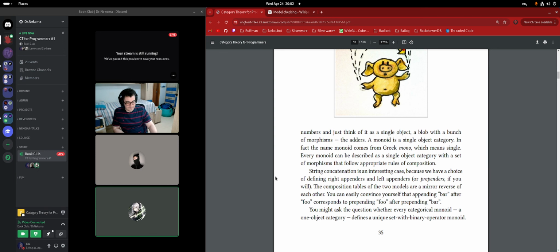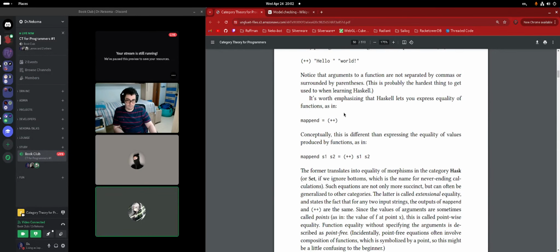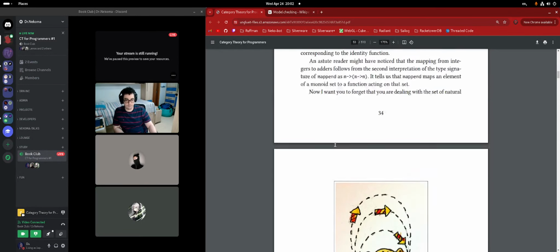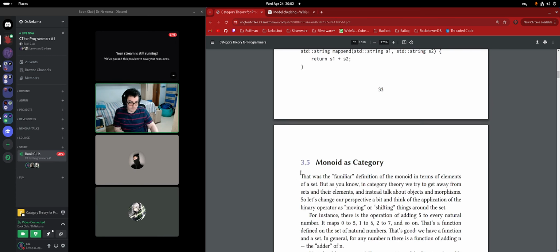Hilarious. And I like the mention of string concatenation here, because usually when people talk about monoids, the first example that comes to mind is addition, and the second example is multiplication. But I think string concatenation is actually a much better example, because it shows that a monoid doesn't have to be commutative. He also talks about that here.